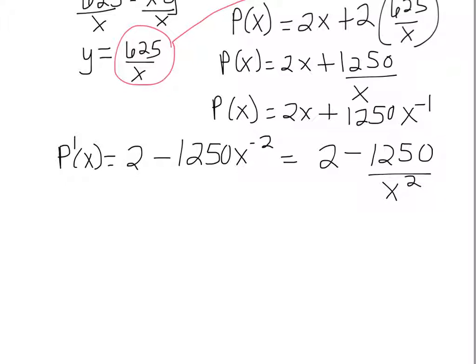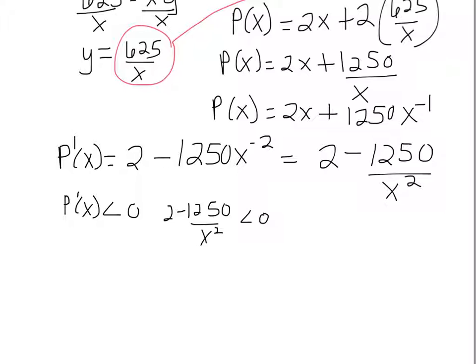Now we want to use the first derivative test, and we want to look at where p prime of x is less than 0. We need to figure out where that is, and we also need to figure out where p prime is greater than 0, but we'll start with less than. So I'm going to start with 2 minus 1250 over x squared is less than 0.